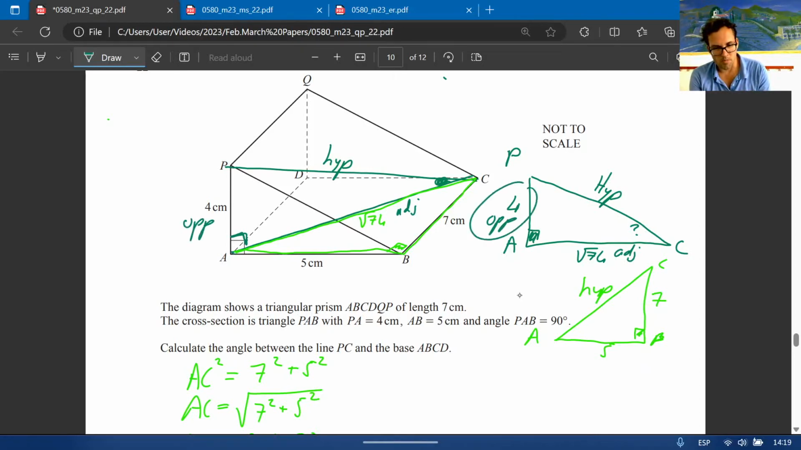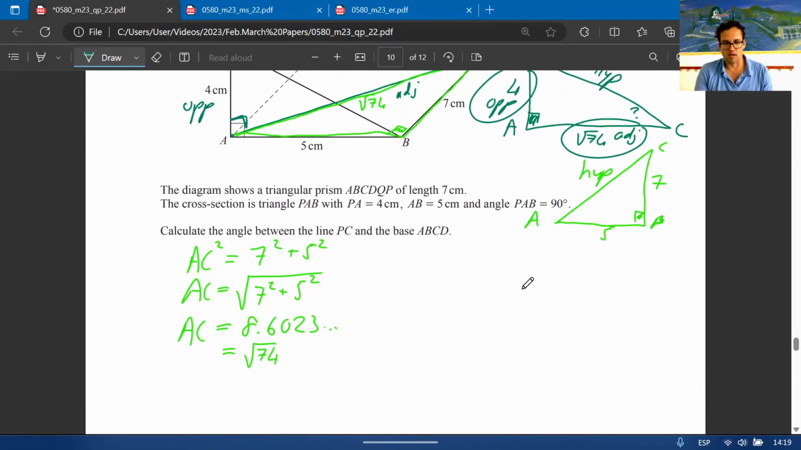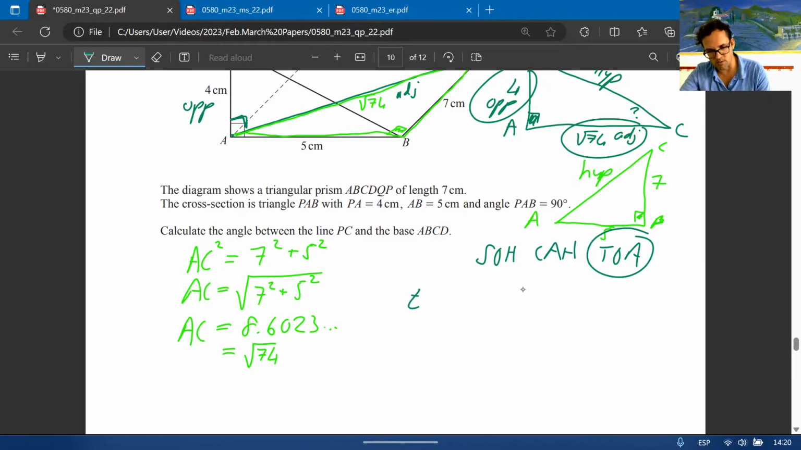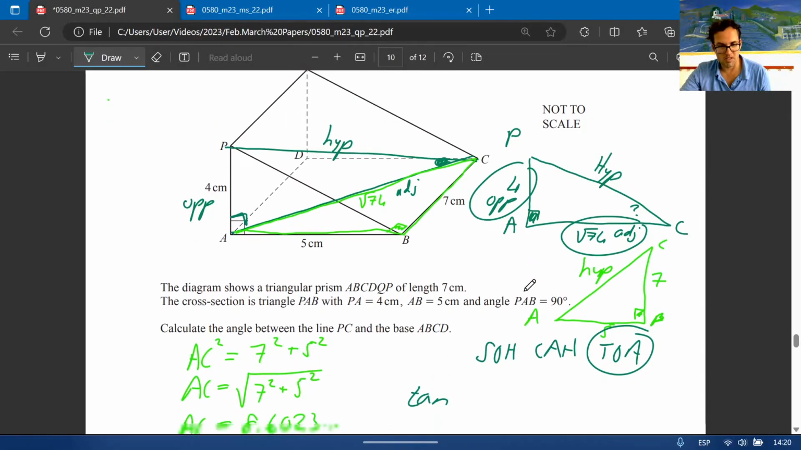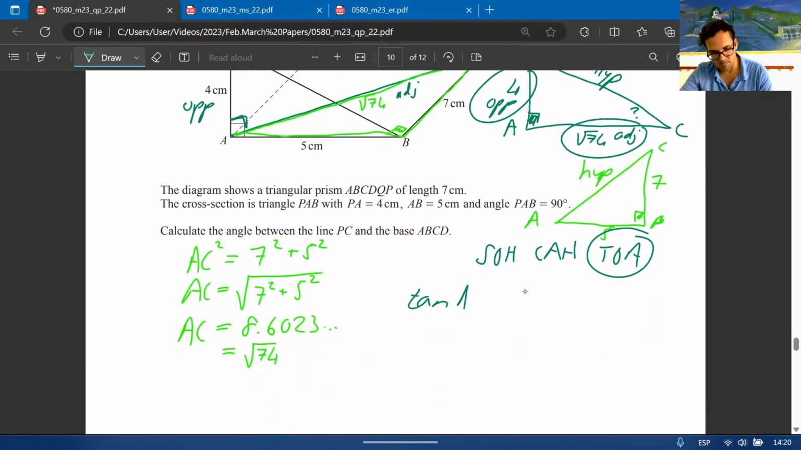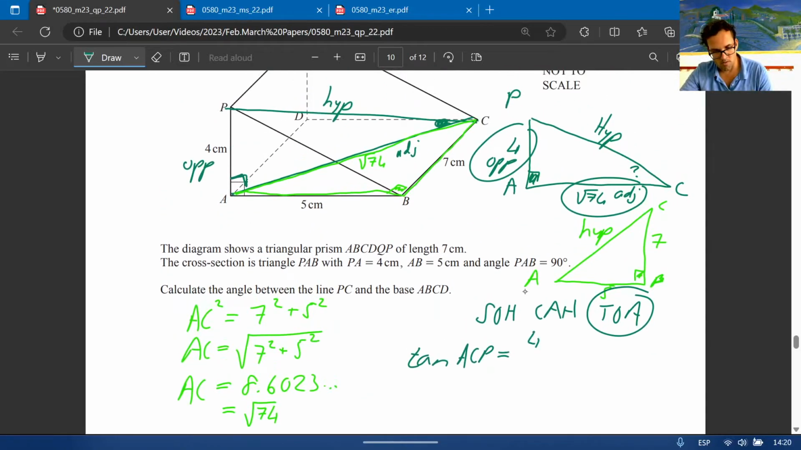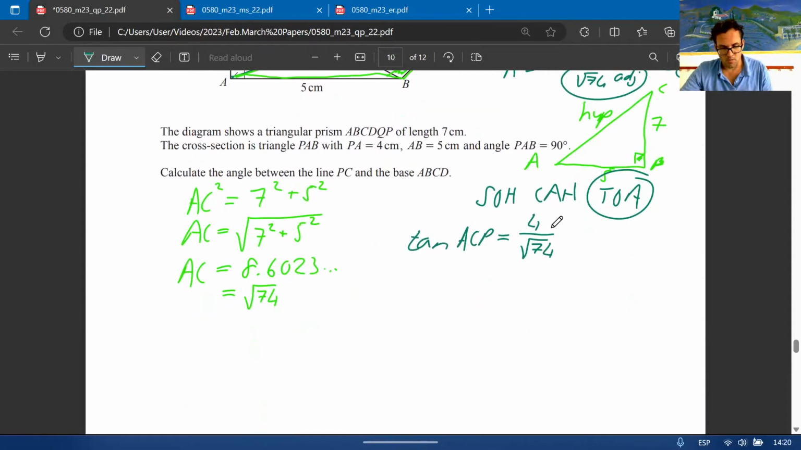So we're working with the opposite and the adjacent. Yeah, remember, SOHCAHTOA, opposite, adjacent. There we go. So we're going to do tan. What we call the angle, call that the angle PCA, APC, ACP, equals the opposite, which is 4, over the adjacent, which we got a very accurate square root 74, or 8.6023. Okay, so we want to know the angle. Gonna have to shift the tan over there and do the inverse, which is tan^-1.